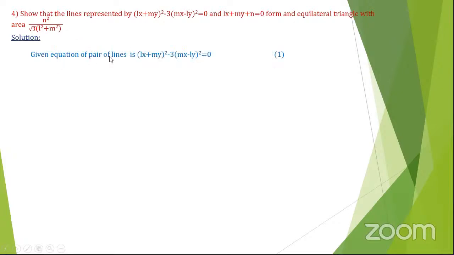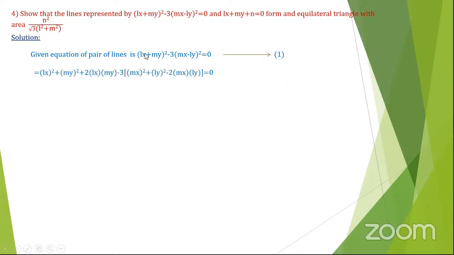Now, this is the given pair of lines. This is the equation for the given pair of lines. And we are taking it as equation 1. That is Lx plus my whole square minus 3 into mx minus ly whole square is equals to 0. We are considering the given equation as equation 1.